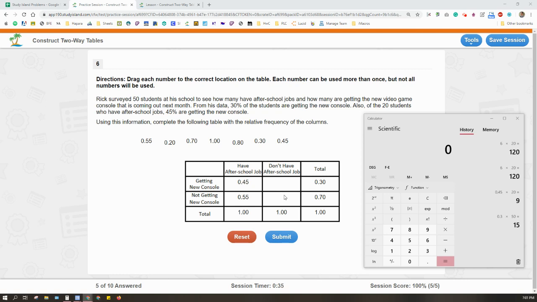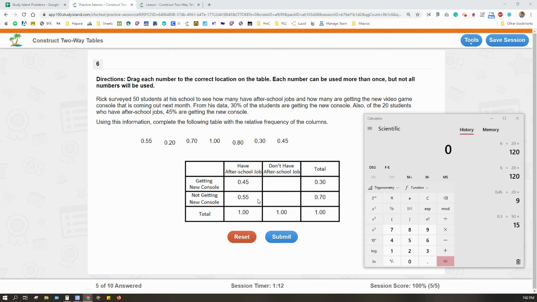Now, if we can figure out how many kids go right here in this spot, that's the number that don't have an after school job and are not getting the new console, then we can convert those into percentages. Let's start by doing the same thing we did for the last problem. 70% of the total is what is in this box right here. Now, we just figured out that 15 is the total for getting the new console. If there were 50 kids total, then 15 in this box have to add up to 50. So 15 plus 35. So the not getting the new console row has to add up to 35.